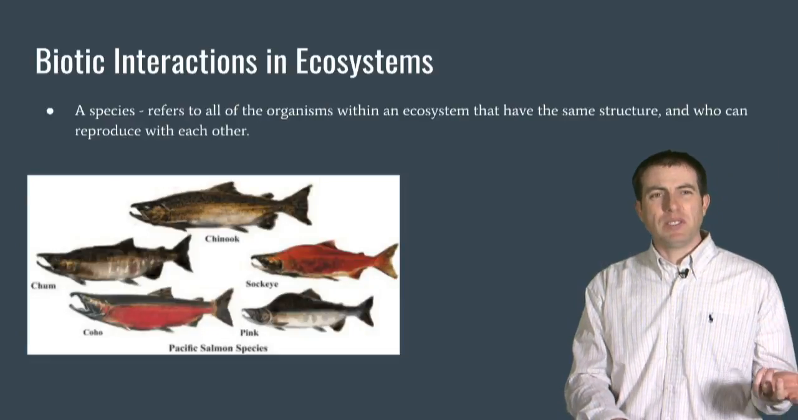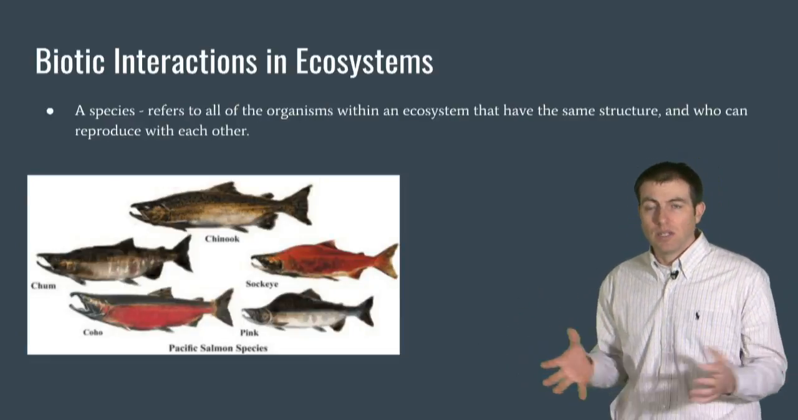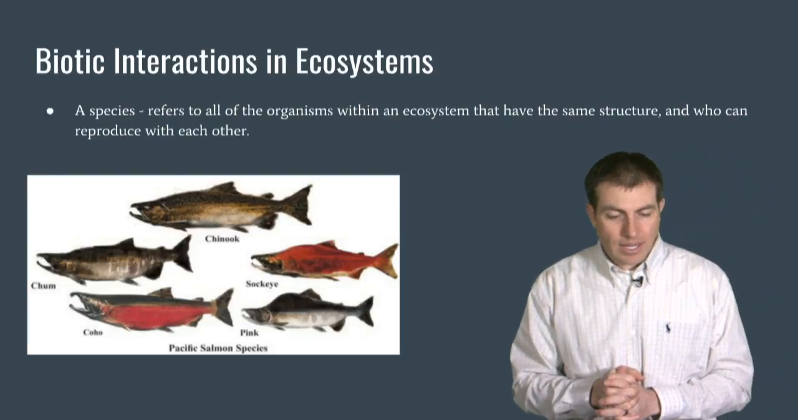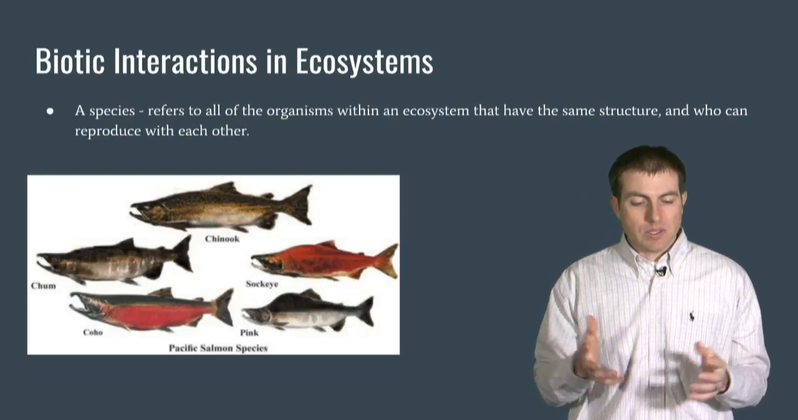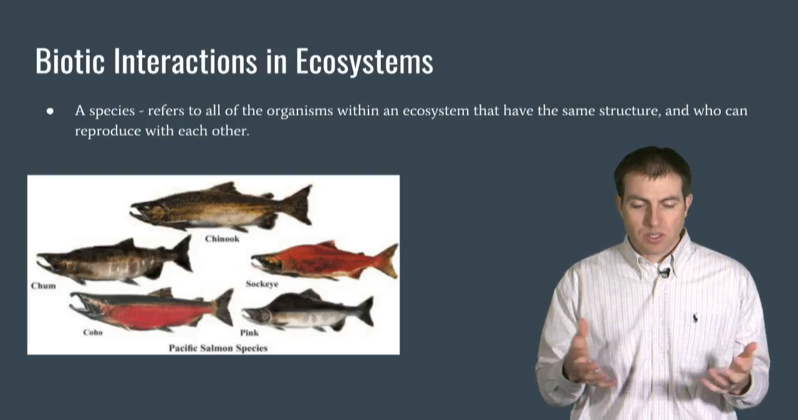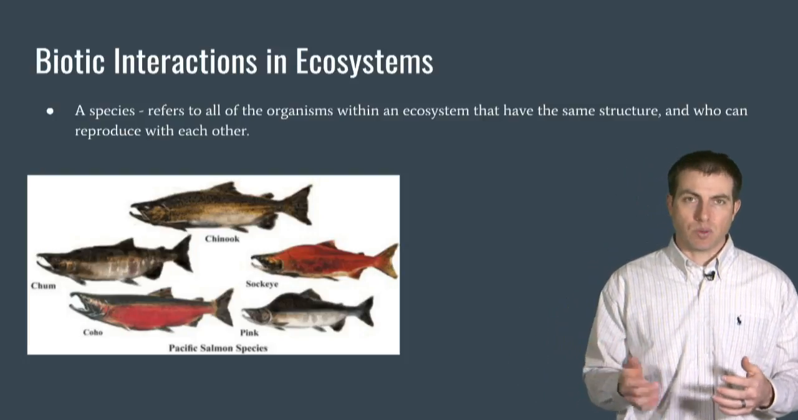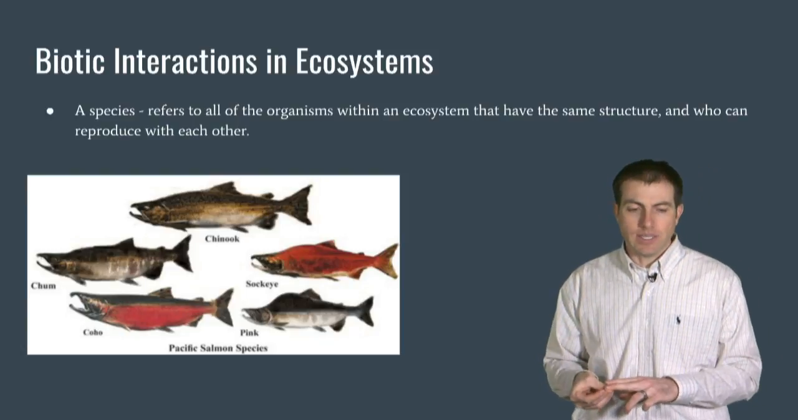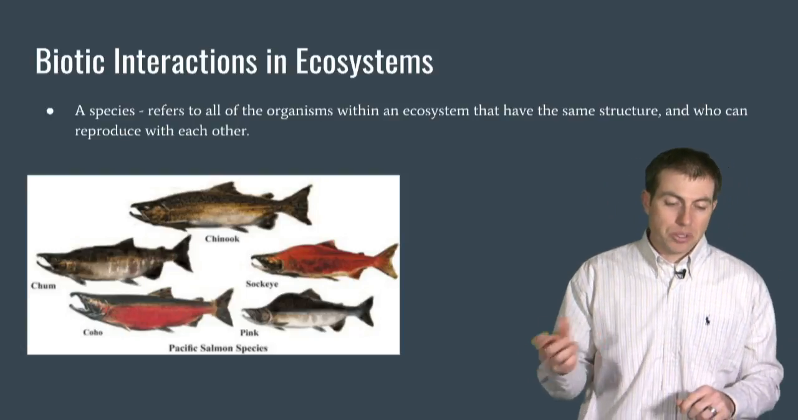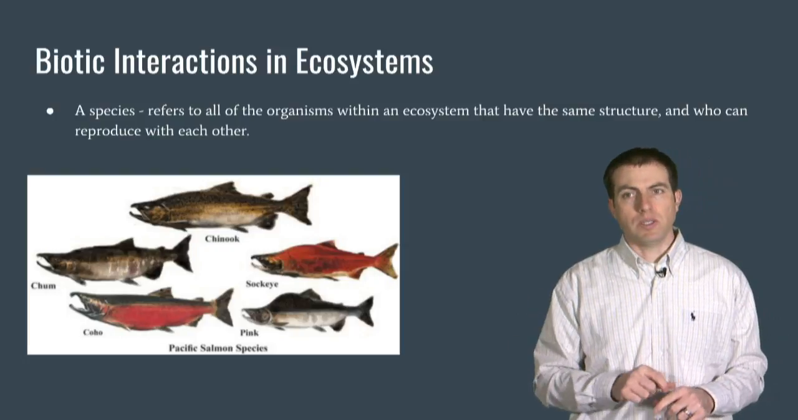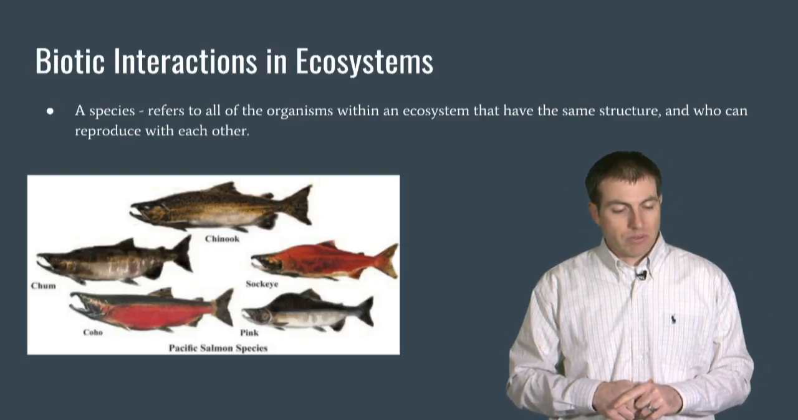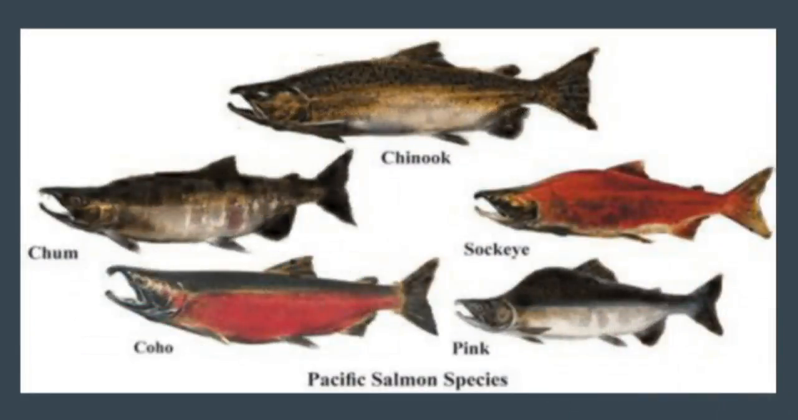But then we talk about species. What does a species mean? We can have different types of species. A species is an organism within an ecosystem that has the same structure and they can reproduce with one another. That's the key idea of a species. If you can reproduce, you are a species. So we can talk about the different species of salmon. You have Chinook, chum, sockeye, coho, pink. Do they all live off the BC coast? I believe they do. Pacific salmon species, yes. So these are the different species of salmon.